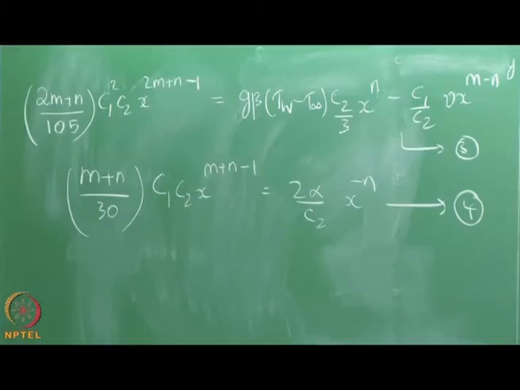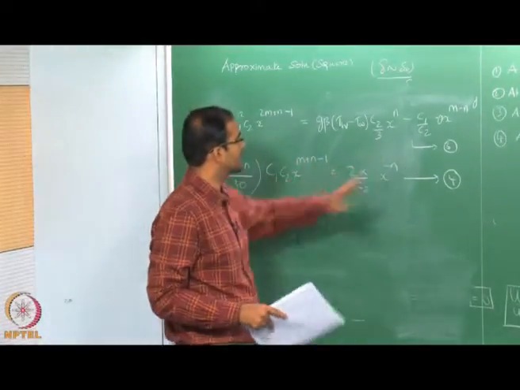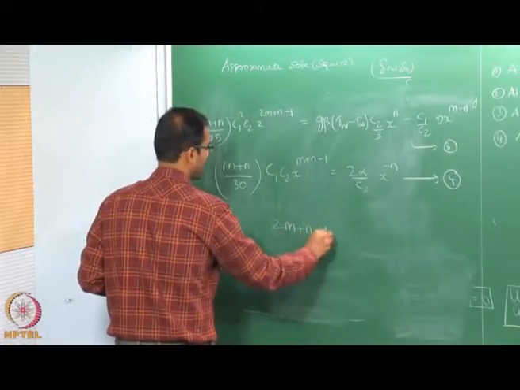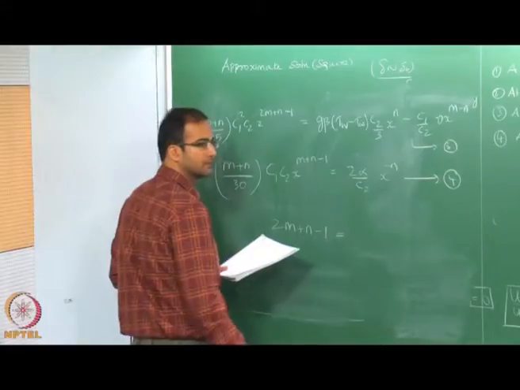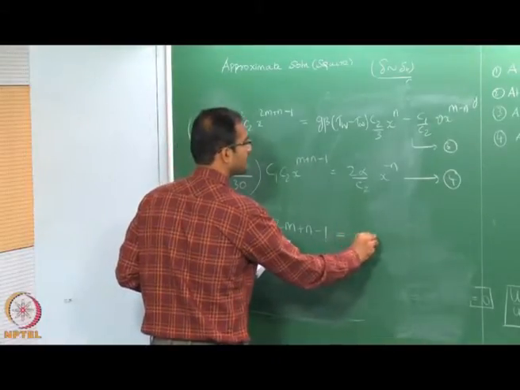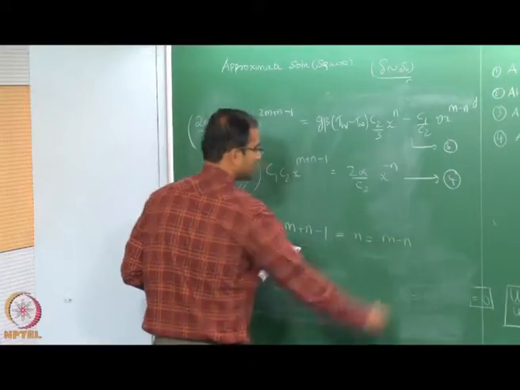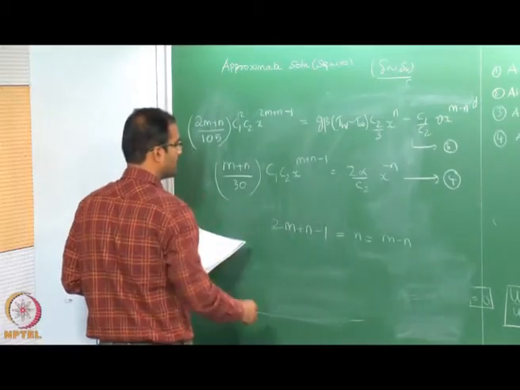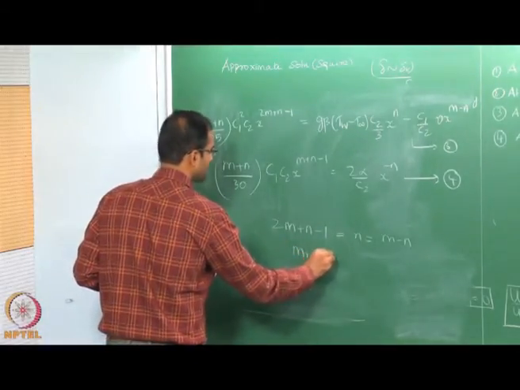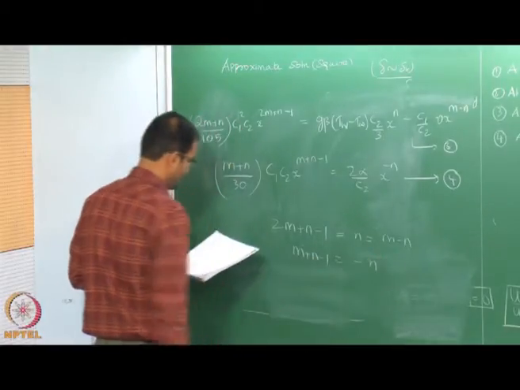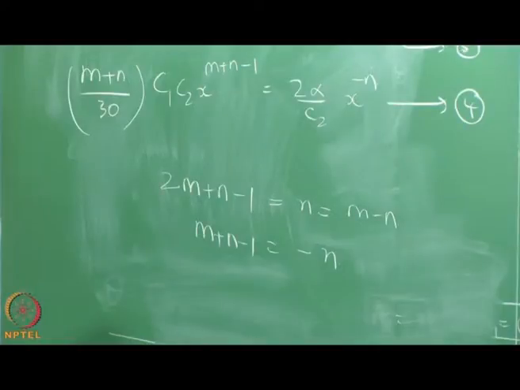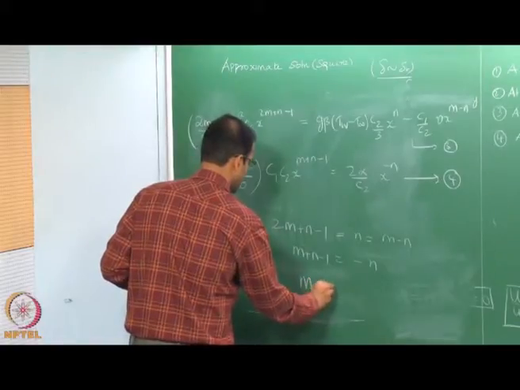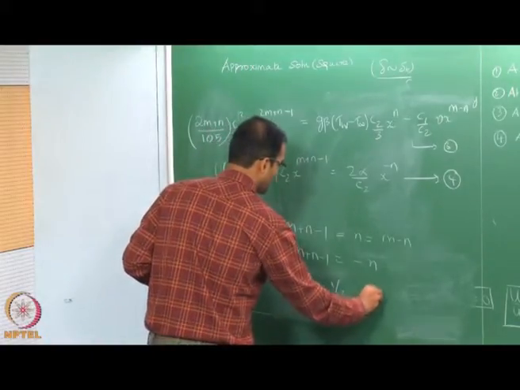So in order to make sure they are dimensionally consistent, from equation 3 the condition is that 2m plus n minus 1 should be equal to n, which should also be equal to m minus n. Now from equation number 4, m plus n minus 1 should be equal to minus n. If you solve this, you will be able to satisfy it with m equal to 1 by 2 and n equal to 1 by 4.